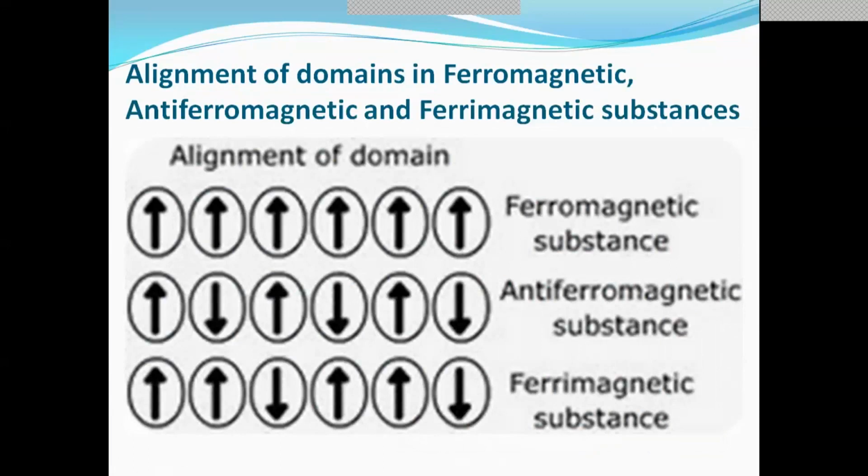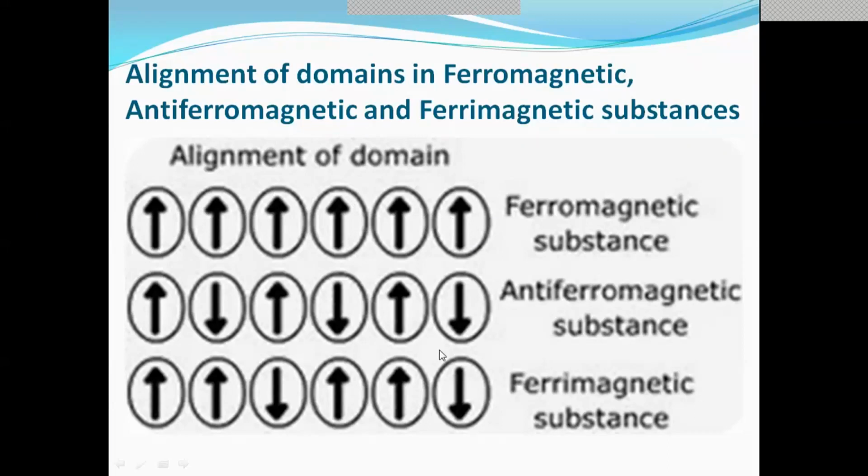This is another picture which compares the arrangement of domains in three different substances. They are ferromagnetic substances, antiferromagnetic substances, and ferrimagnetic substances. In this first line you can see the arrangement of domains in a ferromagnetic substance. All domains are in the upward direction and therefore they are strongly attracted by the magnetic field. So they are said to be ferromagnetic substances.